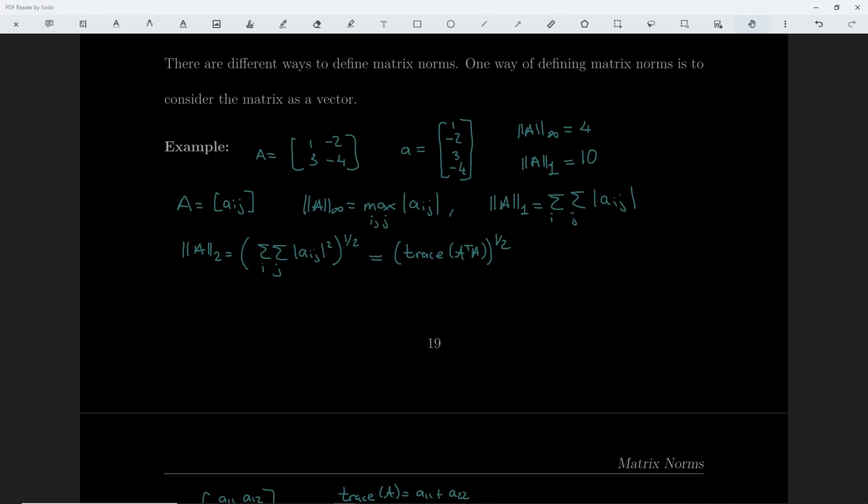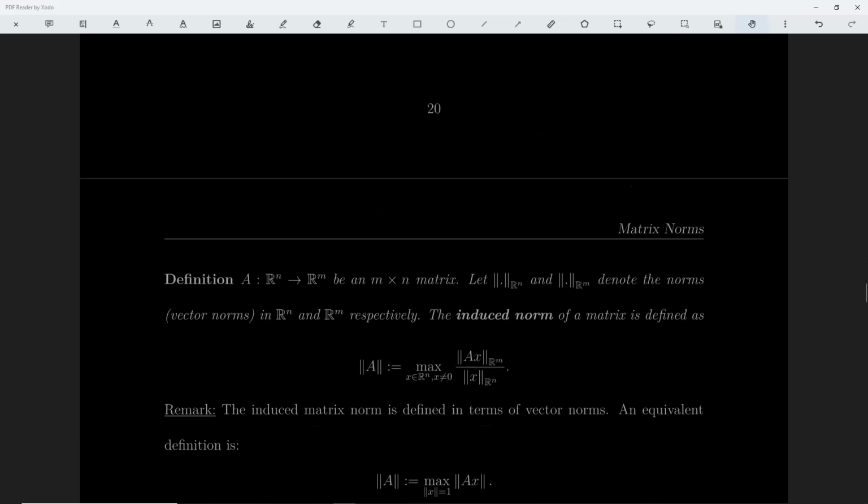So once again, there are multiple ways to define norms of matrices. We saw some definitions, and one way is to treat the matrix as if it were a vector and use the vector norm definitions on that matrix. And the third way to construct norms is by defining induced norms on the matrices.